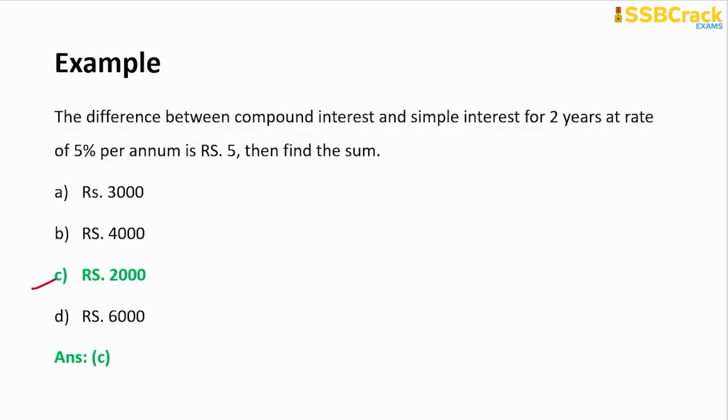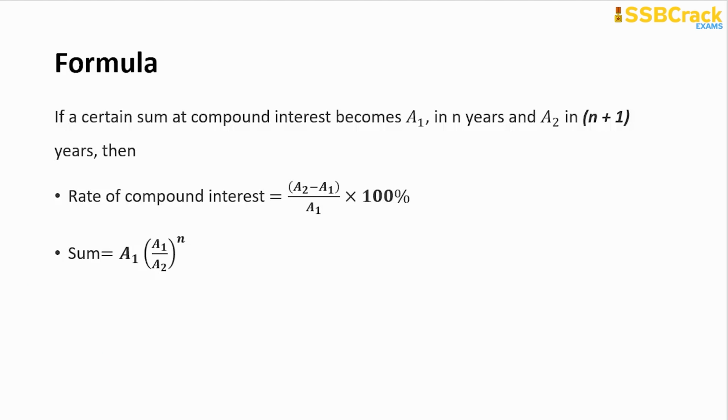Let's check, isn't it? Coming to the next formula on the compound interest topic. If a certain sum at compound interest becomes A1, a certain sum meaning the initial deposited money or principal, at compound interest becomes A1 in n years and it becomes A2 in n plus 1 years. Understand, here they have given you knowledge about the two amounts accumulated by calculating the compound interest for n years and n plus 1 years, 2 subsequent years.